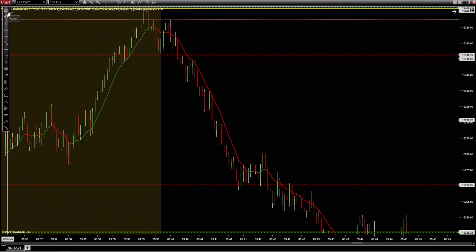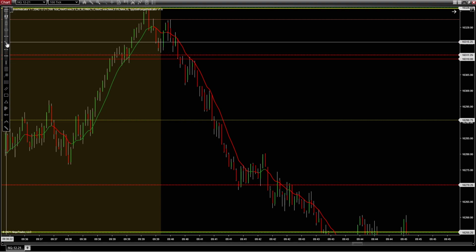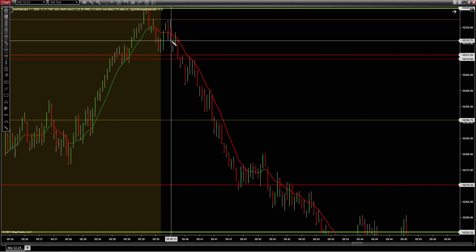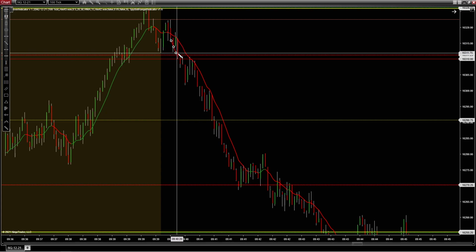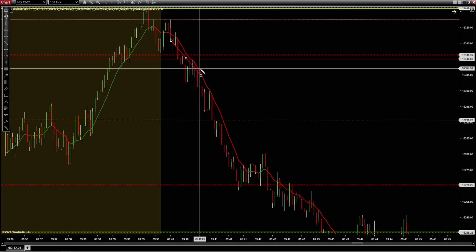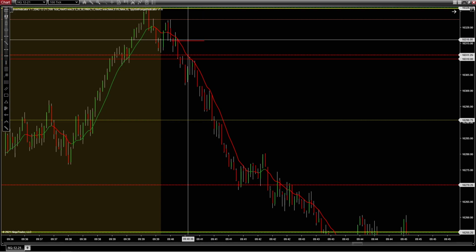So where would my entry be? On this one right here, when it comes down, comes back up, and it comes down again, I would put my entry right on through here, maybe even here, one of these two. Probably the best place will be about right here. And then as it comes down, let's see here.